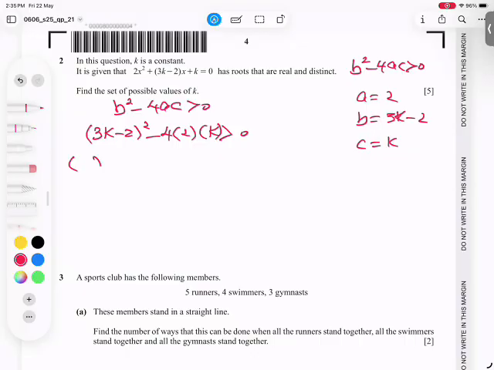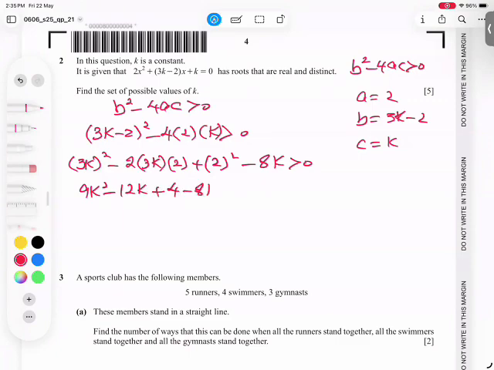I'm applying the squaring identity: first term squared, 2 into first term and second term, plus second term squared. This gives us -8k. So 9k squared, minus 12k, plus 4, minus 8k, more than 0. So 9k squared, and combining the k terms gives -20k plus 4. 4 nines are 36, and 36.